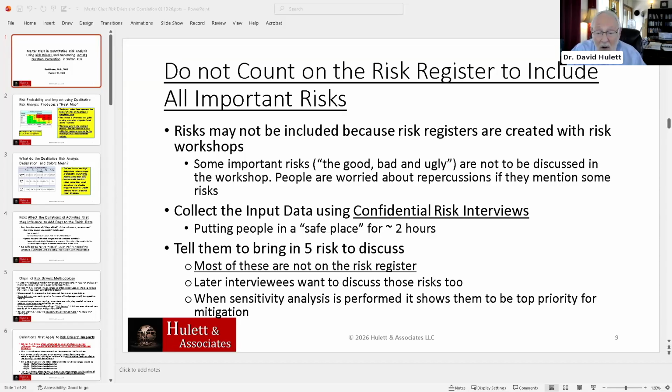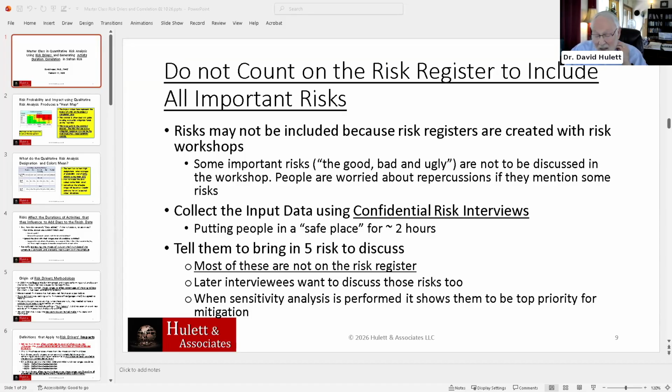And there are some people who are so worried about the repercussions to themselves in case they talk about a risk that really is ugly for the project, that they will be invited to leave the meeting and never come back. So what they do is they sit in the back of the room and wait for the pizza to be delivered at lunchtime, and don't talk, even though they have concerns about various risks. What we do is we collect data doing confidential risk interviews.